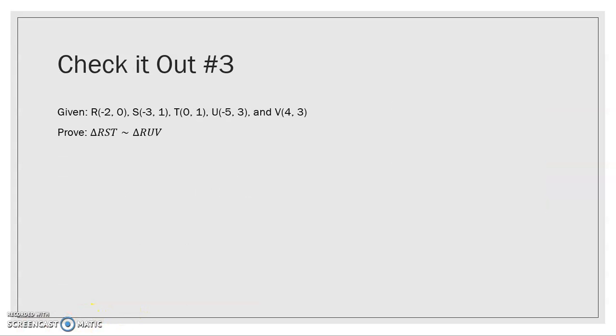So let's try it. Okay, so check it out. Question number 3 gives you these 5 points. They want you to prove that triangle RST is similar to triangle RUV. Now, I know you can't really do a graph on your Google Doc, so you can simply just show some of your work so that I can see that you followed the steps properly. Just write everything out and then come back to the video for the last example of this lesson.